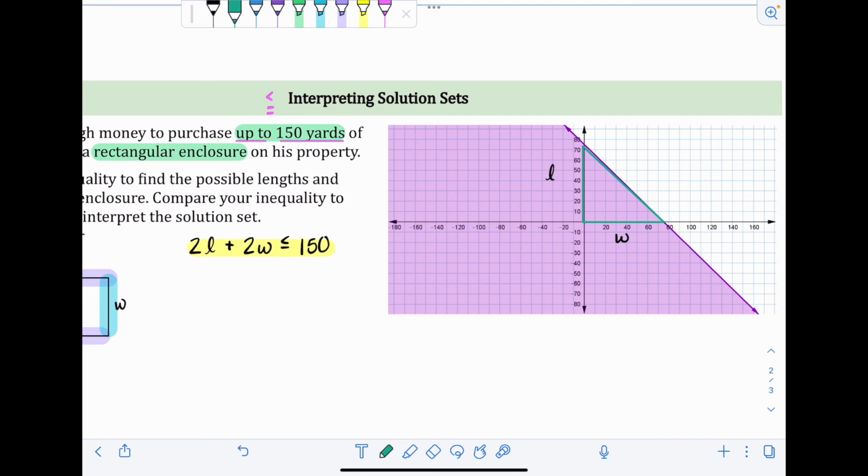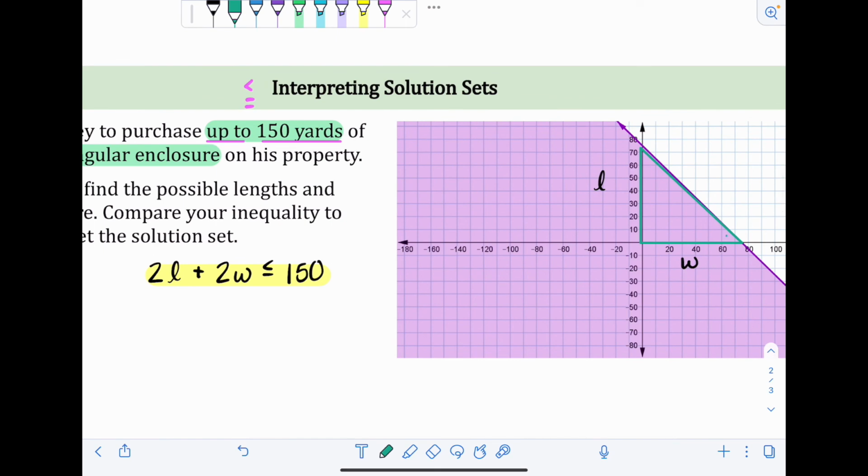But now anything within this green triangle, including points on the line, is a part of the solution set. So for example, this point. That is 40, 20. If we were to check that, the width is 40, the length is 20. Let's put that into the inequality that we created and see if it works out. It should, just as a check.